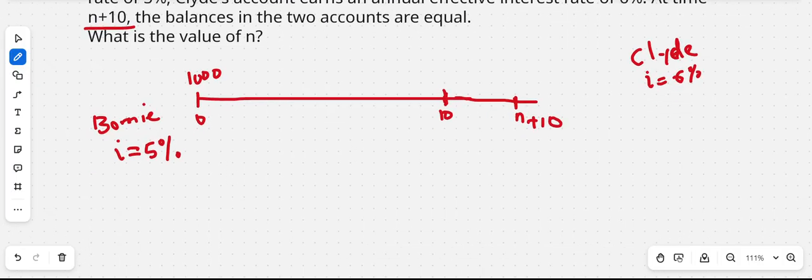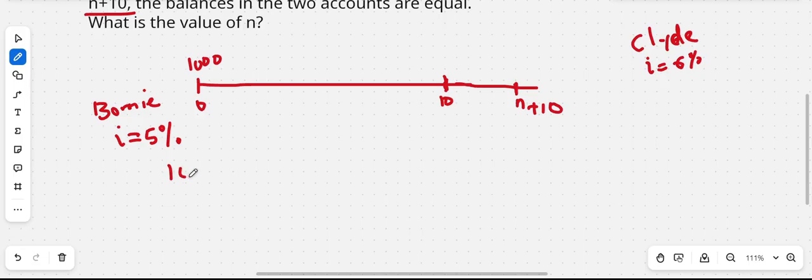To do that, we're going to simply say 1,000 times S10 at 5%. Now, what type of annuity is this? Payments are usually made at the beginning, so this is going to be an annuity due. So this is the balance in Bunny's account at time 10. This is the future balance in Bunny's account at time 10.